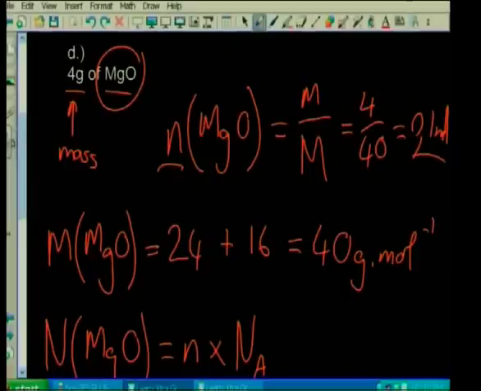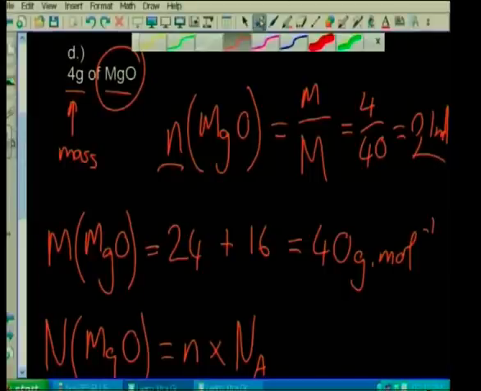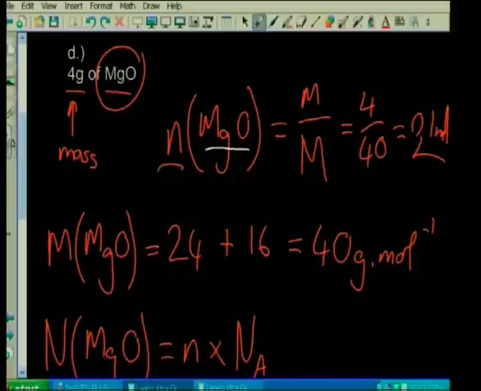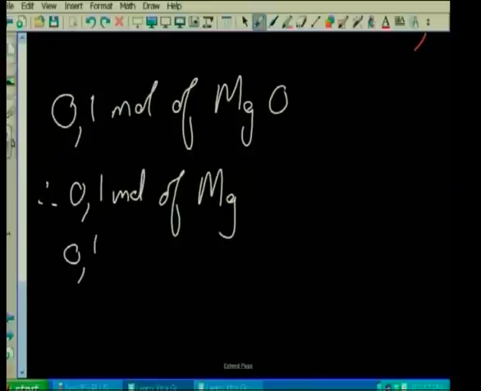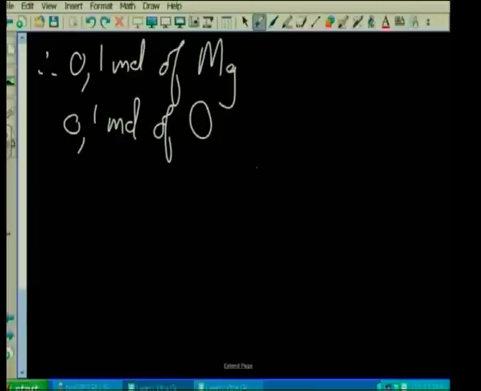There is another way of thinking about this. When I went back to the original, let me show you exactly where I'm at. I worked out that I've got 0,1 moles of magnesium oxide. Now, if I know that I've got 0,1 mole of magnesium oxide, I could at this point say, therefore I know that I've got 0,1 mole of magnesium and I've got 0,1 mole of oxygen. So that means I've got a total of 0,2 moles of atoms.